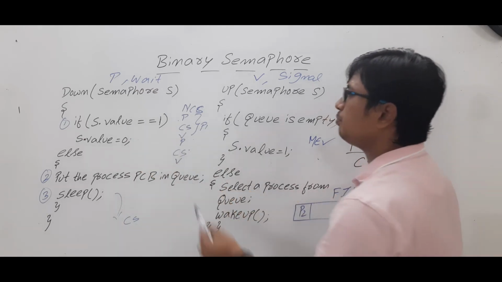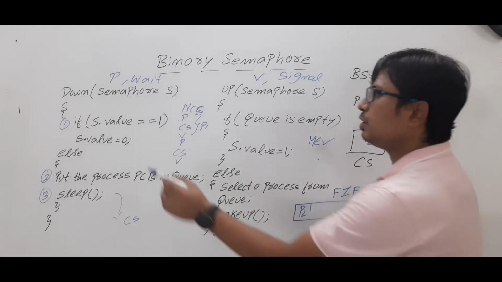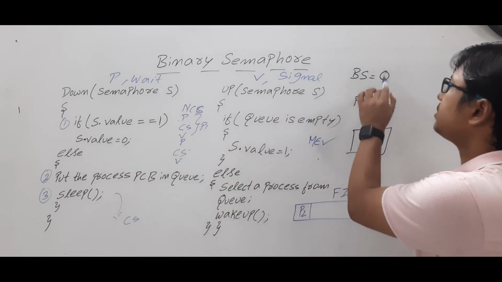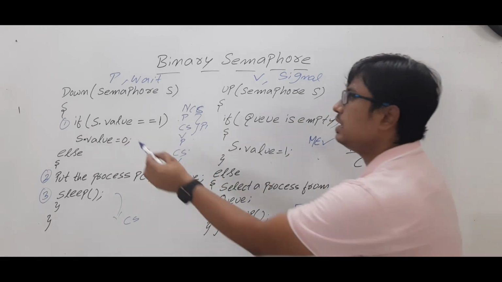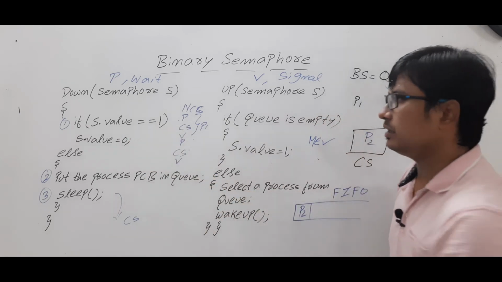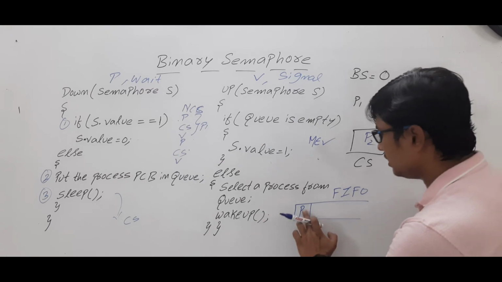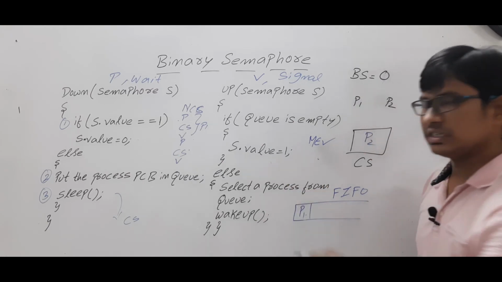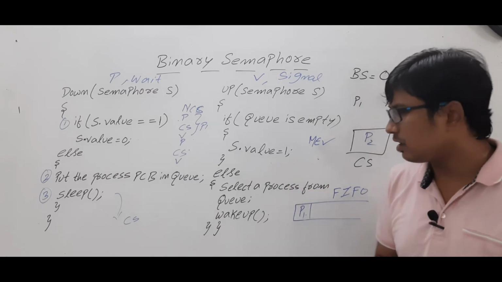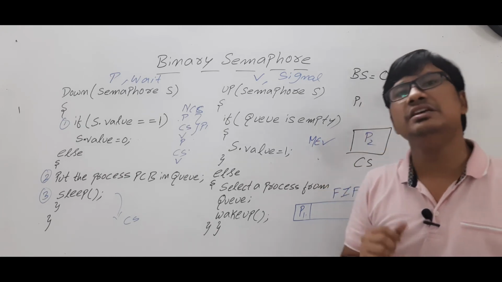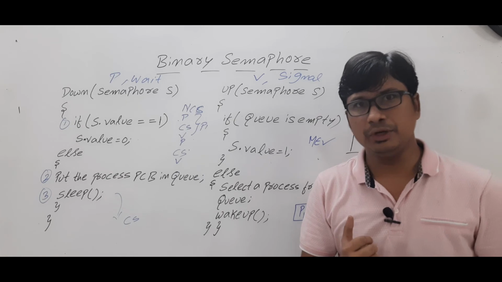Now in that case, again it has to perform the down operation. Now look here. If process P1 performs the down operation, will this condition be true or false? The binary semaphore value is equal to 0, so 0 is not equal to 1. This condition fails, so the process P1 will go to the blocked state. Is it clear? Are you able to understand? So in both scenarios, mutual exclusion is provided.